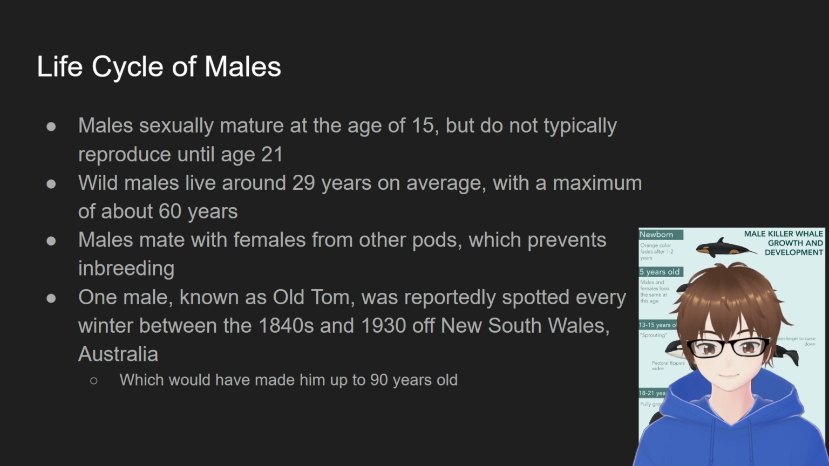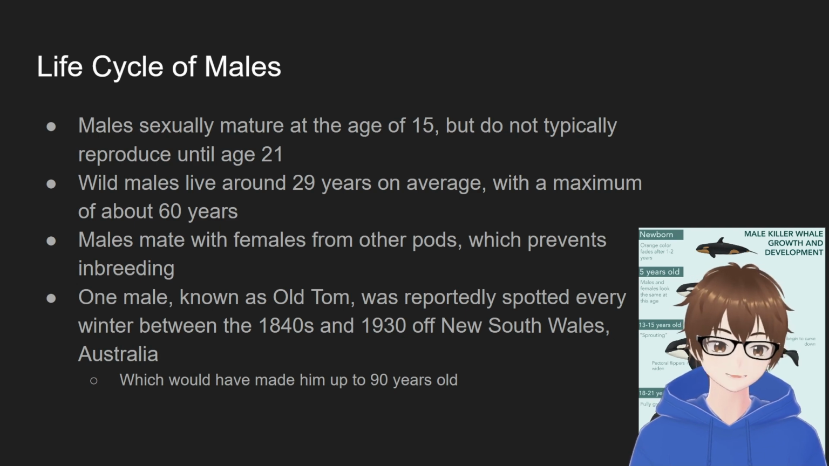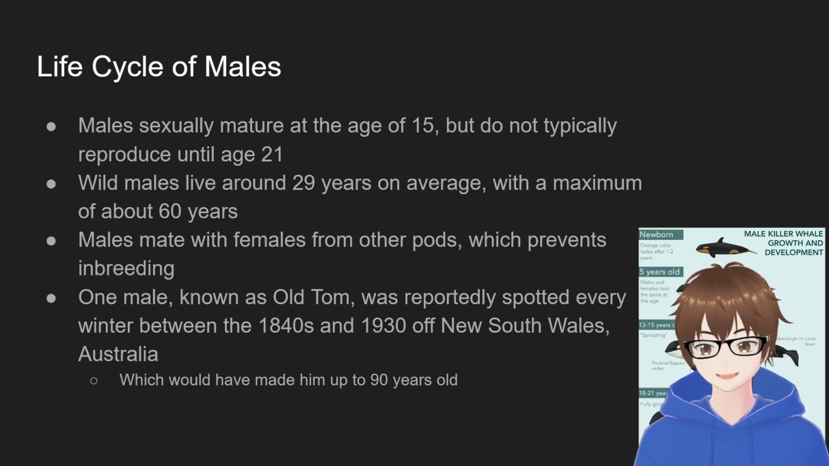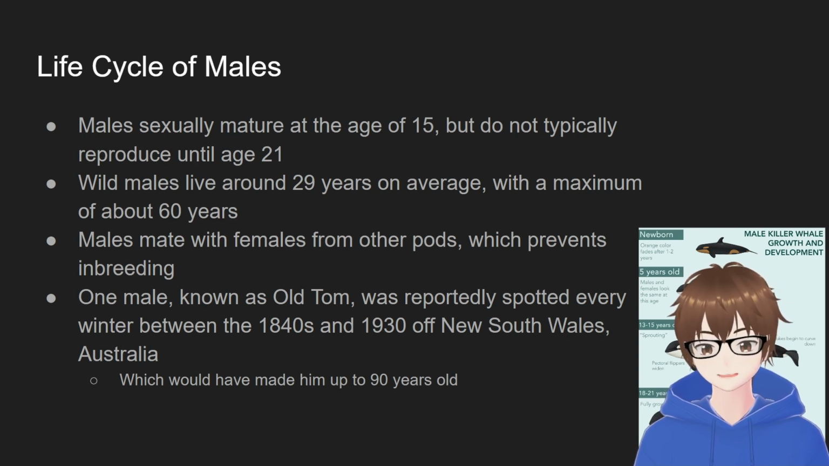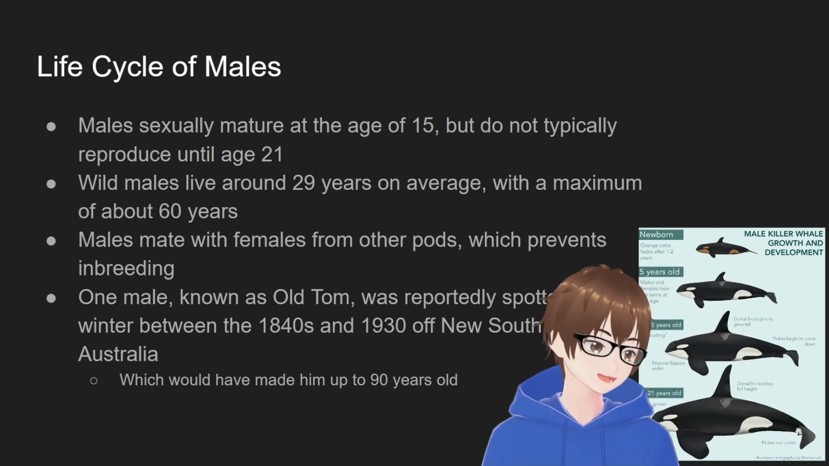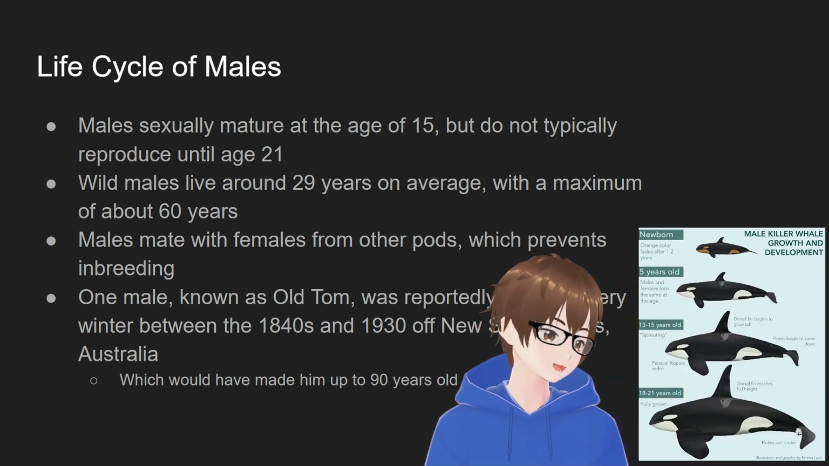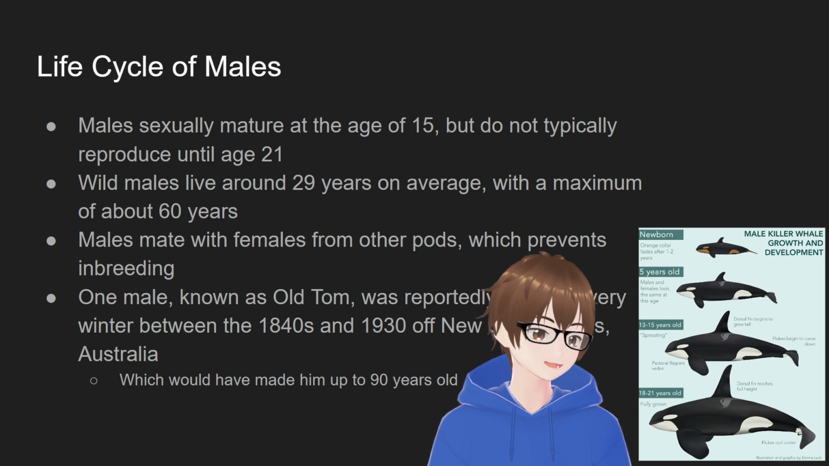One male known as Old Tom was reportedly spotted every winter between the 1840s and 1930s off New South Wales, Australia, which would mean he made it to 90 years old, much more than the maximum age of 60. I heard stories that it actually was not the same Old Tom the whole time, but a lot of people say it was. So you can take that with a grain of salt that there's actually an orca that lived to 90. And then I have over here a picture of about the same thing as before, but for a male.